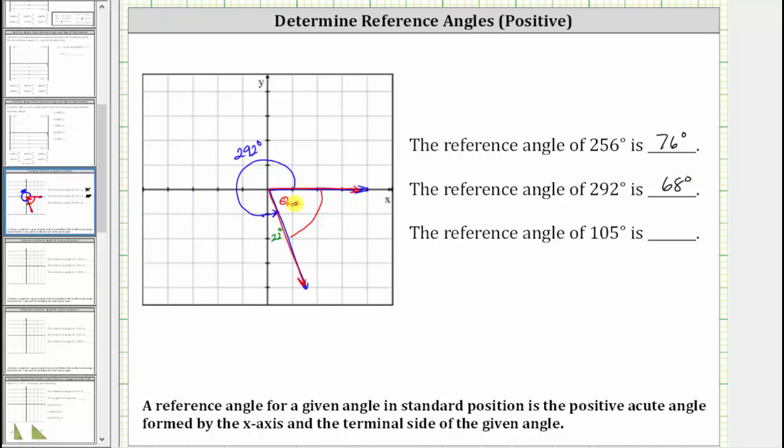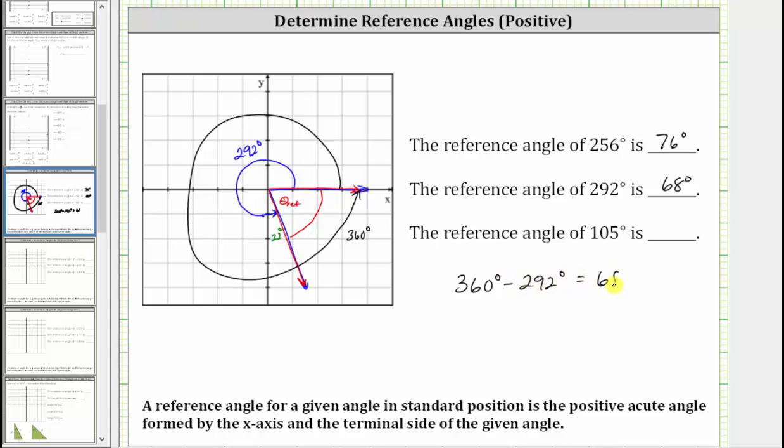Or another way to determine the measure of the reference angle is to take one full revolution, or 360 degrees, and then subtract the given angle of 292 degrees, which will leave us with the reference angle. Notice 360 degrees minus 292 degrees is equal to 68 degrees.